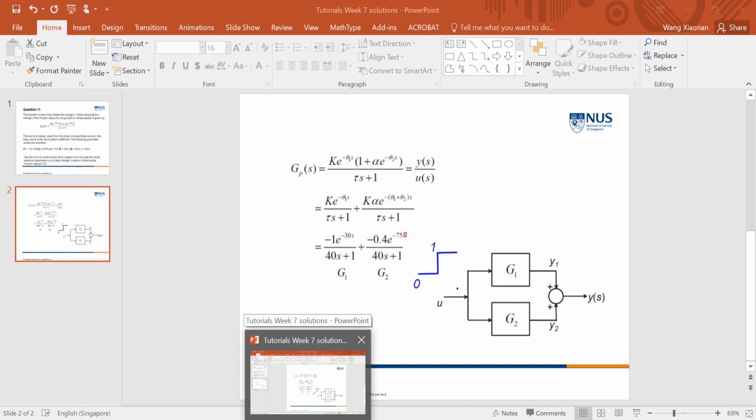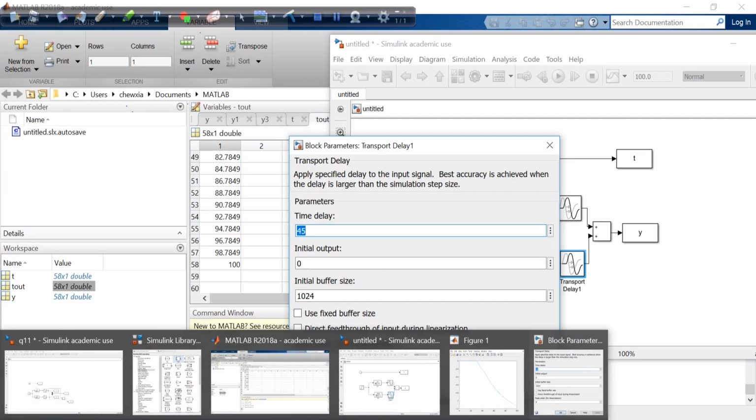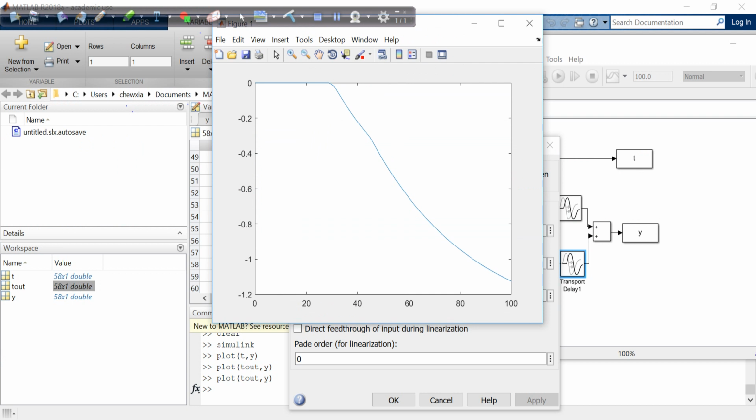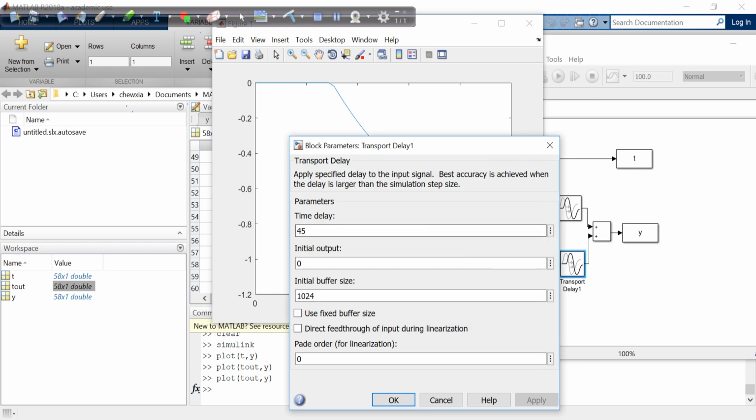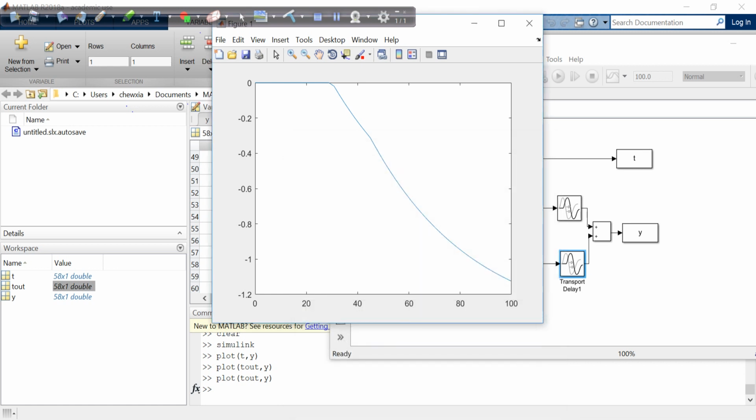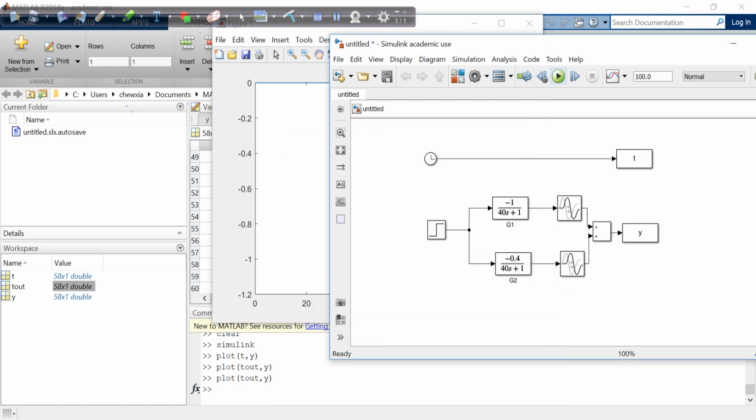I'm just doing this to simulate the process. You see the final results look like this. You need to examine it yourself. This seems like a time delay, but this is 45. So you should think about whether this is correct. My time delay for the second term seems to be 75. So that's how I made the mistake: I didn't change the value properly. I should use 75 instead. Okay. And then we run the model.